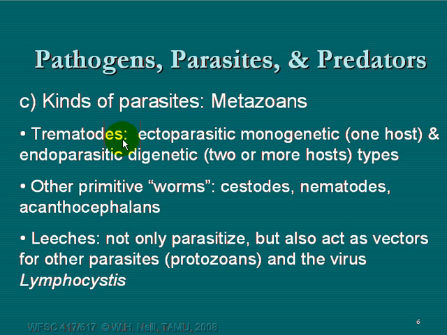Leeches. Leeches are annelids, I guess. Are they not? Somebody know their taxonomy? I think they're annelid worms, segmented. And leeches not only will act like leeches and attach to a host and suck tissues out, but they also act as vectors for carrying other parasites. Lymphocystis, for example, is transferred from one host to another by leeches.